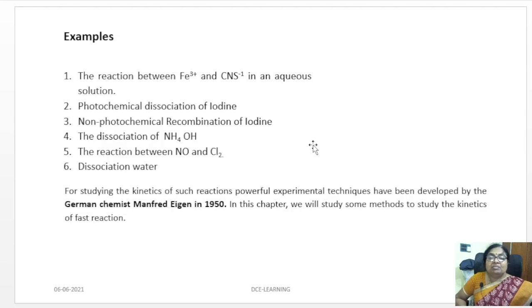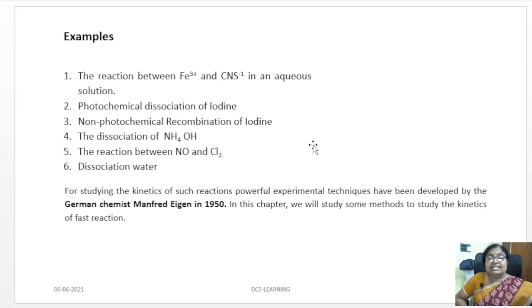These are examples of fast reactions we already know about in the laboratory using ordinary methods. The reaction between iron and thiocyanate in aqueous solution is very fast. Others are the photochemical dissociation of iodine and non-photochemical recombination of iodine, the dissociation of ammonium hydroxide, the reaction between nitric oxide and chlorine, and the dissociation of water. All these reactions are carried out in less than 1 second.